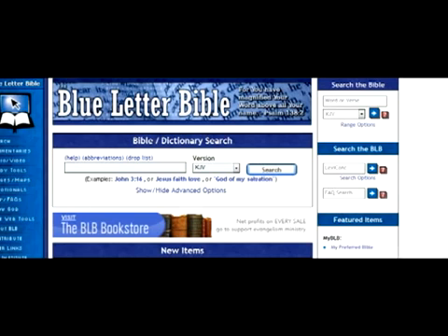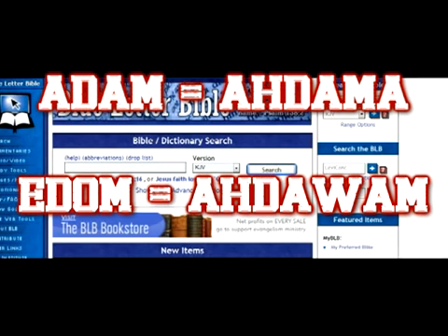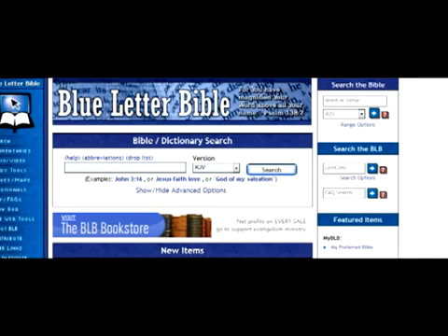There are no similarities as far as definition is concerned. The only similarity is that they look similar. They are spelled a little similarly, but they're two totally different words. And in today's lesson, Lord willing, we're going to go into it and give you brothers a better understanding of the word Adam and the word Edom.